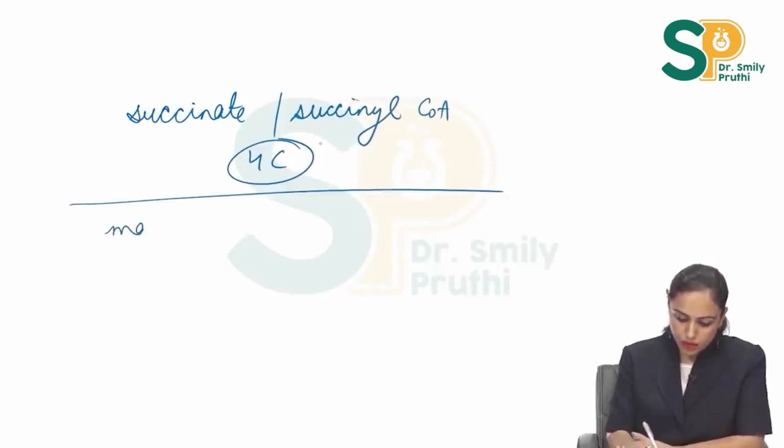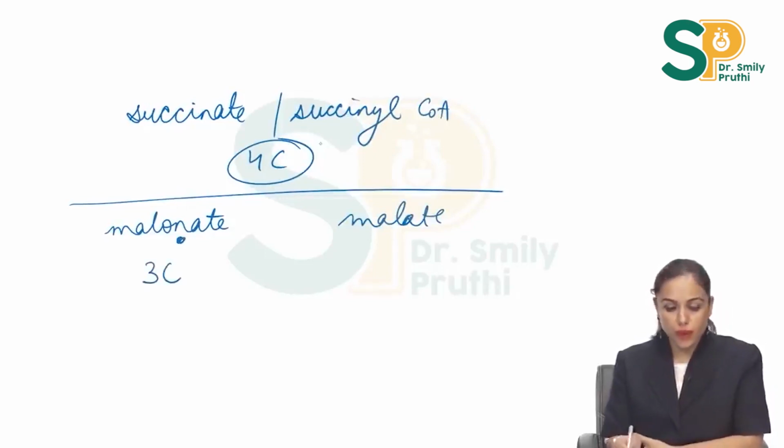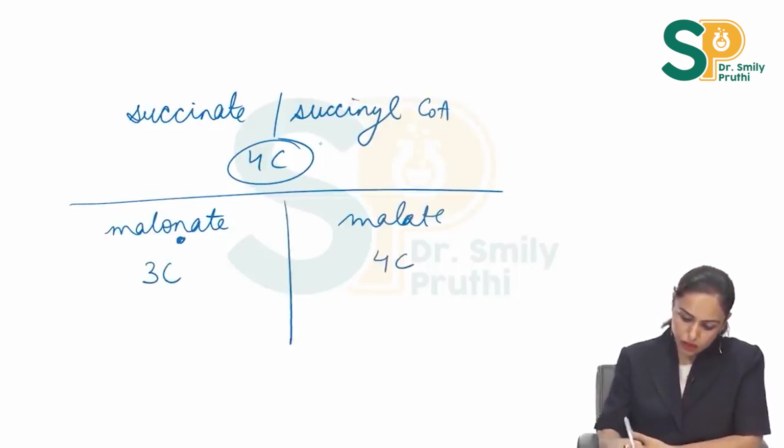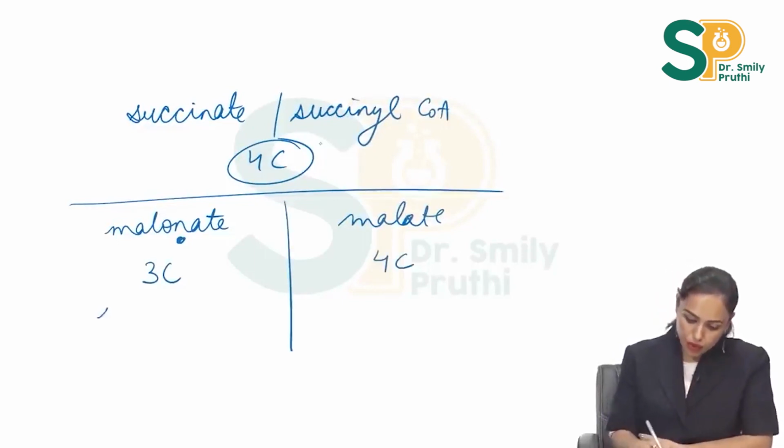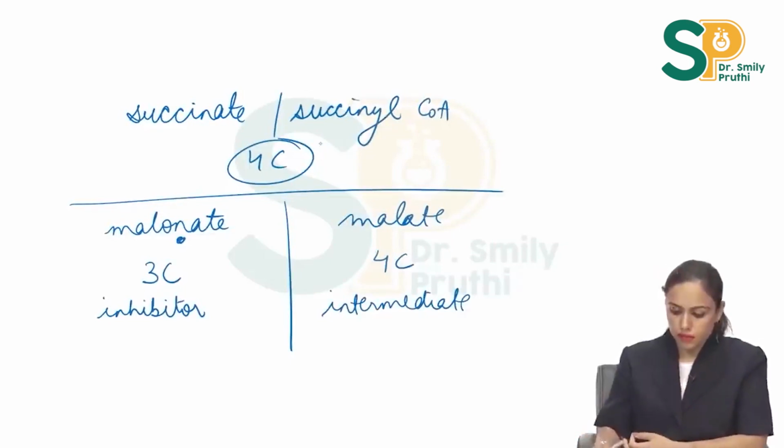Then let's see the difference between malonate and malate. There is a compound malonate, and the other is malate. Malonate, with this N, is a 3 carbon compound, and malate is a 4 carbon compound. Malonate is an inhibitor of the TCA cycle and malate is an intermediate of the TCA cycle, right?